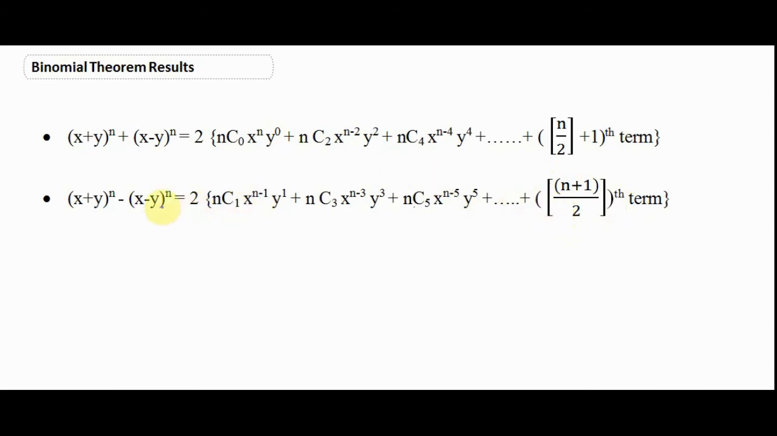Okay, so here we have minus sign in between these two expansions. So what we get is 2 into, here you may see that all r terms are odd numbers, C1, nC3, nC5, likewise we are having odd terms. So when minus comes in between, we will be having odd r values in the combination coefficients. Okay, now let's see few problems related to these two results.